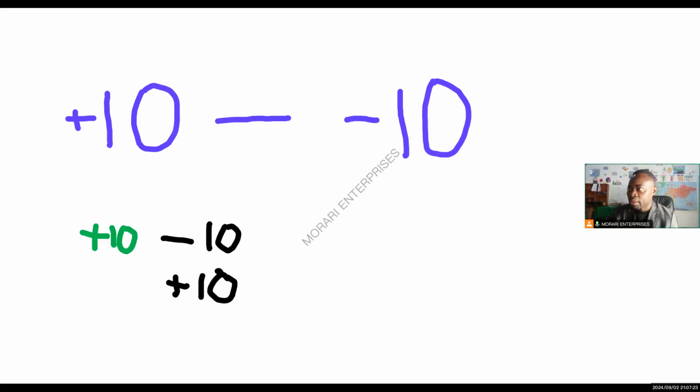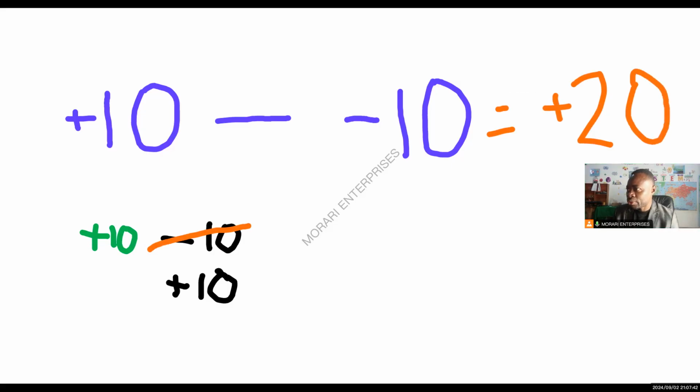+10, that's what we have. Take away negative 10. We did not have it, but we bring it as 0. So we bring it and we cancel it. So now let's take it away. We take it away. And what is our answer? Positive 10, another positive 10, and that gives us positive 20.